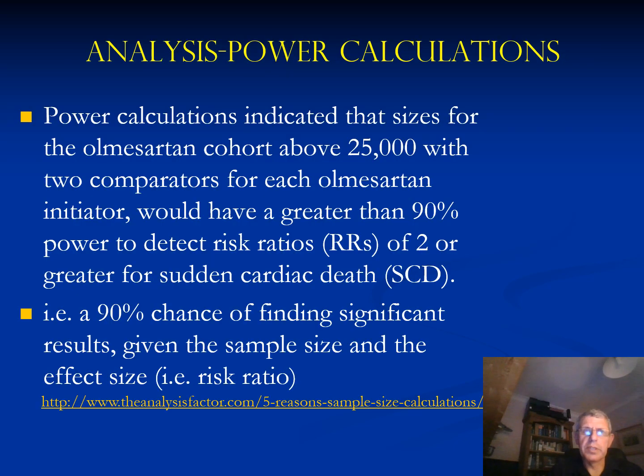Another concept which the paper discusses is power calculations. The power calculation refers to how many people we need to observe in order to find a particular effect. And the paper states that power calculations indicated that sizes for this olmesartan cohort above 25,000 with 2 comparators for each olmesartan initiator would have a greater than 90% power to detect risk ratios of 2 or greater for sudden cardiac death. In other words, there would be a 90% chance of finding significant results given the sample size and the effect size, which in this case is the risk ratio referred to here.